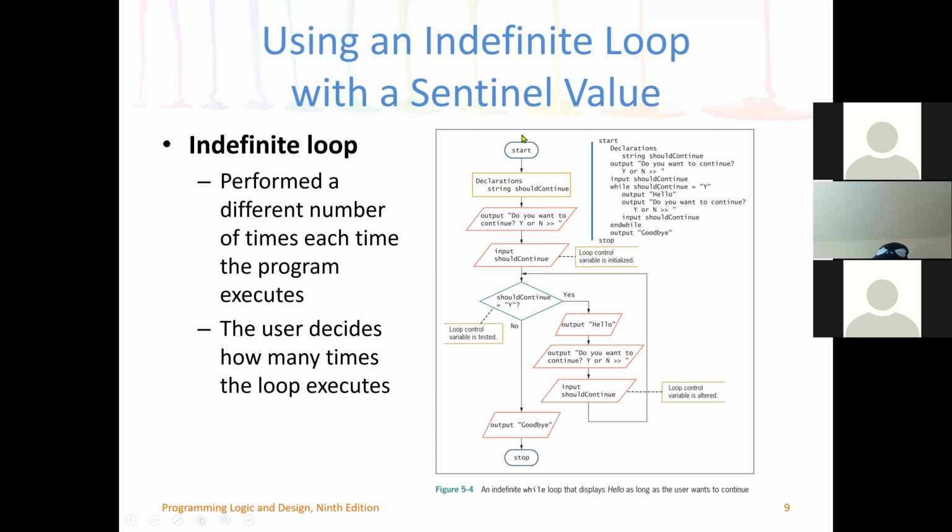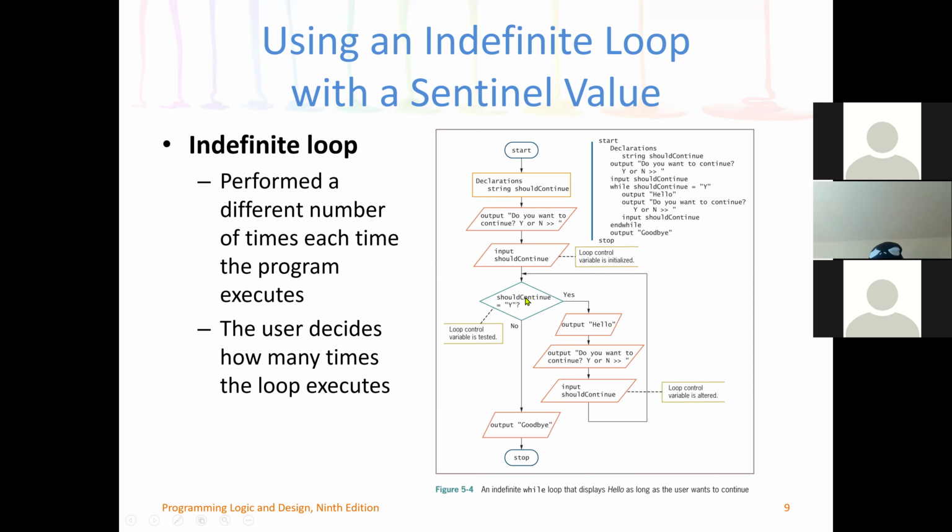So here again, we have a start, we declare some variables. Now, when you are using a sentinel value, you don't need to declare and initialize a loop control variable. No, you don't do that. We don't start from a specific value, because if we know how many times the loop will execute, we start from a specific value and end at some specific value. But here we are using a sentinel value.